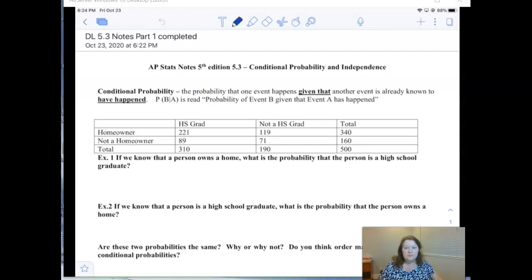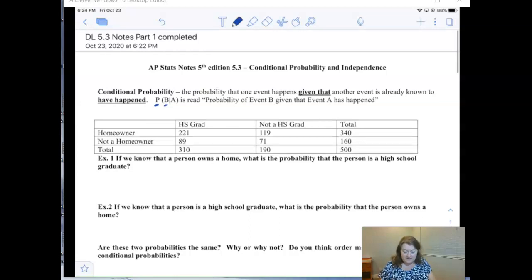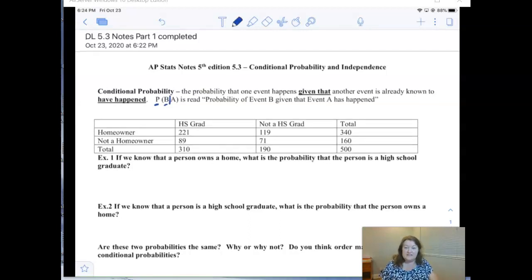Conditional probability is the probability that one event happens given that another event is already known to have happened. So it's the probability of something happening when you already know that something else has happened before it. The way they write that is they use P for probability, and then event B, we want to know the probability of event B, and then this vertical line is the part that says given that event A has already happened. You'd read it as the probability of event B given that event A has already happened.